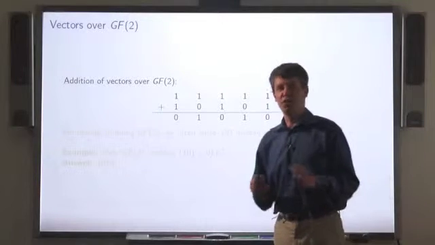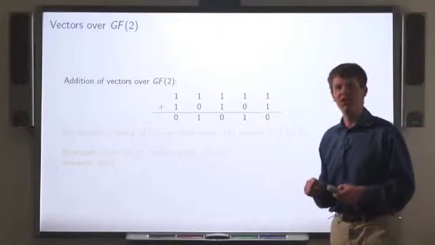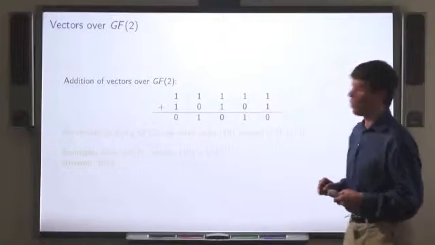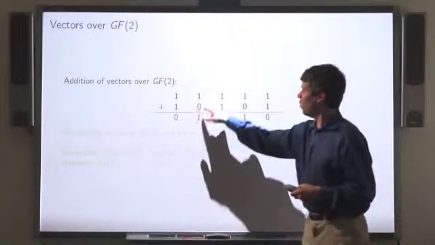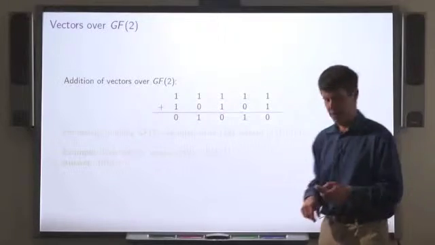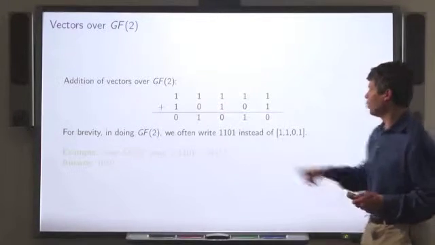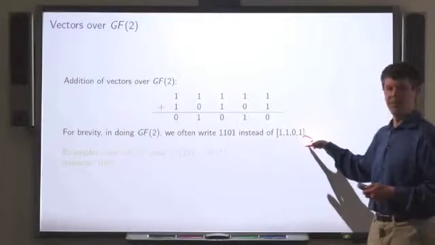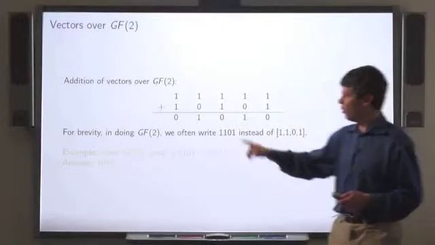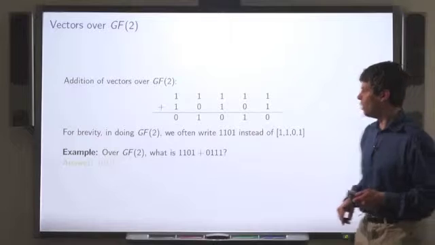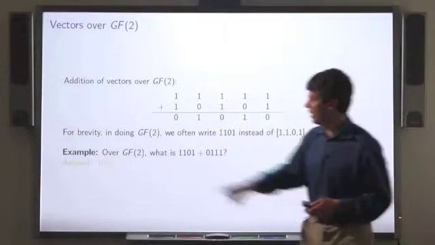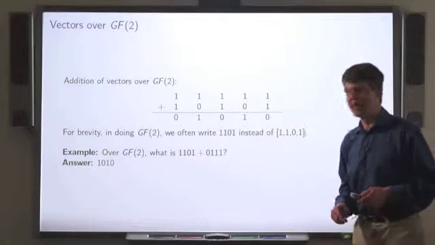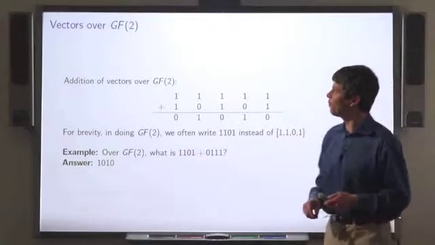Now we turn to vectors over GF2. Here's an example of addition of GF2 vectors. We're adding them entry-wise, and of course 1 plus 1 is 0, 1 plus 0 is 1, and so on. Now, we'll use the notation sometimes 1, 1, 0, 1 instead of the list 1, 1, 0, 1. So here's another example. What's 1, 1, 0, 1 plus 0, 1, 1, 1? And the answer you should get is 1, 0, 1, 0.